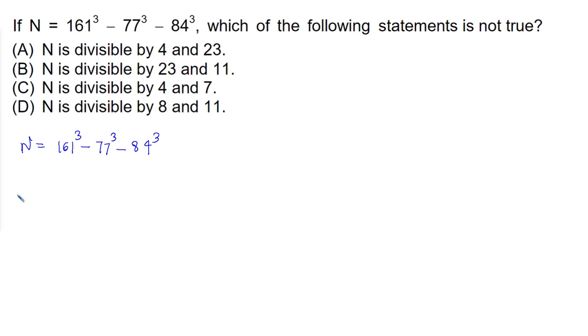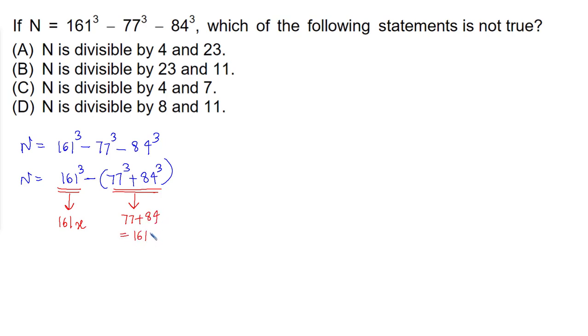Now tell me, can we write n as 161 to the power 3 minus, in a bracket, 77 to the power 3 plus 84 to the power 3? Over here we can see that this is a multiple of 161. Let's call it 161x. And a to the power n plus b to the power n is divisible by a plus b if the power is odd. So 77 cube plus 84 cube is divisible by 77 plus 84, that is also 161. So this is going to be a multiple of 161.